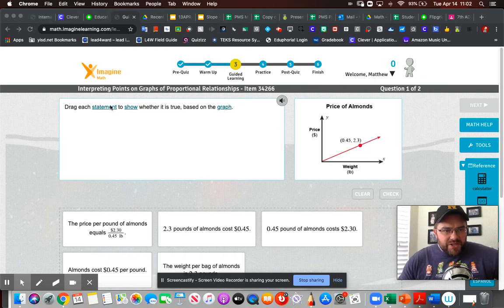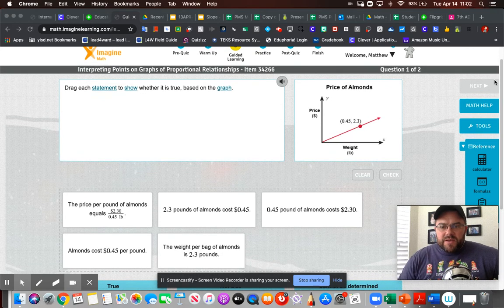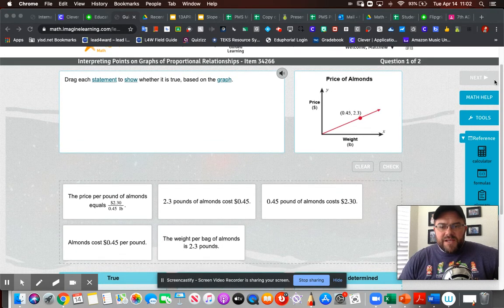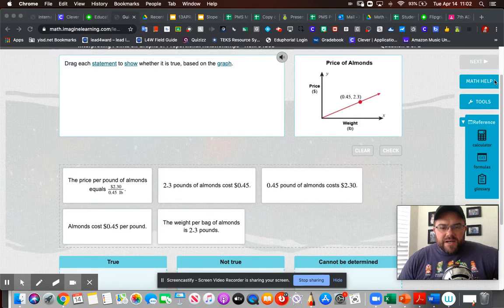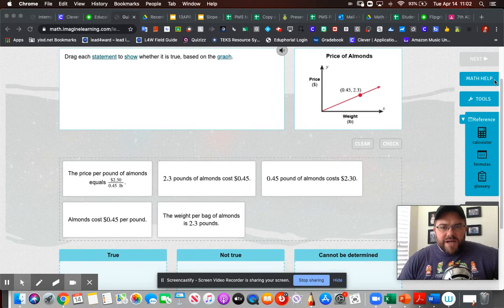It says drag each statement to show whether it's true based on the graph. Okay, and here's our graph here. So I'm going to pull this down just a little bit so I can see my statements. And I can see down here at the bottom, I've got 3 columns that I'm going to drag them into. I've got true, I've got not true, and I've got cannot be determined. In other words, we don't have enough information to determine whether or not that is a true or a false statement based on the information that we're given.